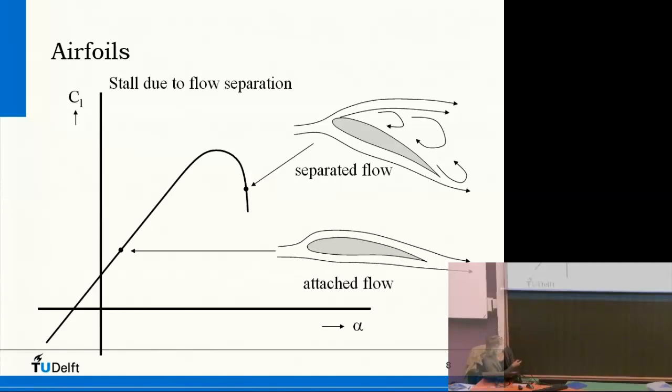Now here are two pictures. So here you have fully attached flow, so no separation, while here it is terribly separated. And in this region, you get sort of from fully attached with a separation bubble to really large separated flow. So that is a nonlinear region. It's very hard to predict computationally. So quite often this is done experimentally.